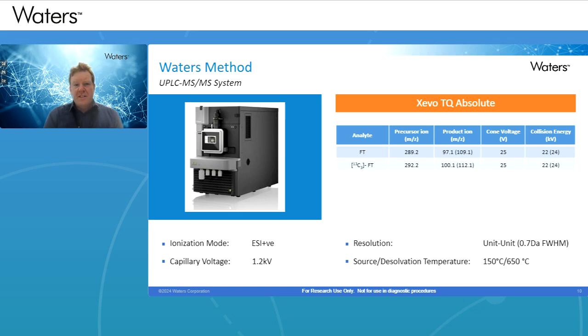Now, if you consider the conditions used for the Xevo-TQ absolute mass spectrometer, detection is performed using the protonated adducts in electrospray ionization in positive mode. The instrument is set to unit resolution. That is approximately 0.7 Daltons at full width half maximum height. The cone voltages and collision energies used are presented here, with the chosen precursor and product ions, and qualified product ions are presented in parentheses.